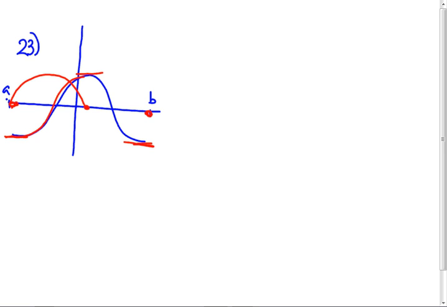Then these are all negative slopes, so my graph must go below the x-axis. Now look at your choices. Which is it? It's A.